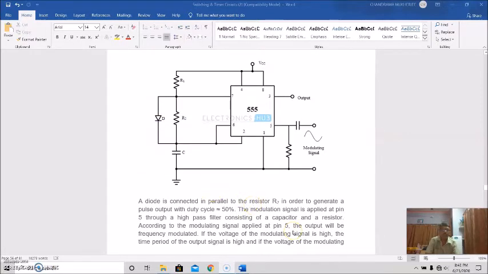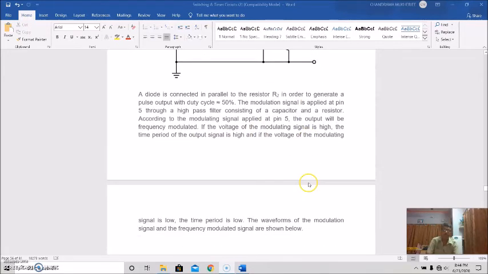The modulation signal is applied at pin 5 through a high-pass filter consisting of a capacitor and this resistor. This is a high-pass filter. So according to the modulating signal applied at pin 5, the output will be frequency modulated. If the voltage of the modulating signal is high, the time period of the output signal is high, and if the voltage of the modulating signal is low, the time period is also low.